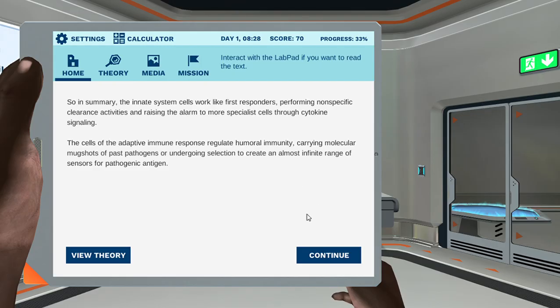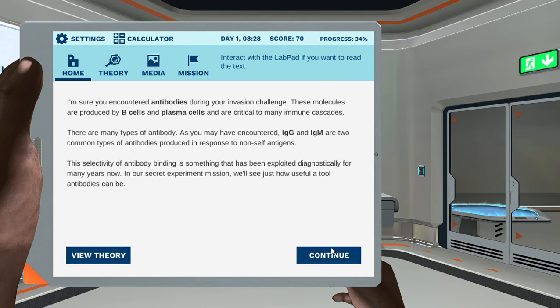The cells of the adaptive immune response regulate humoral immunity. I'm sure you encountered antibodies during your invasion challenge. These molecules are produced by B cells and plasma cells and are critical to many immune cascades. There are many types of antibody. As you may have encountered, IgG and IgM are two common types of antibodies produced in response to non-self antigens.